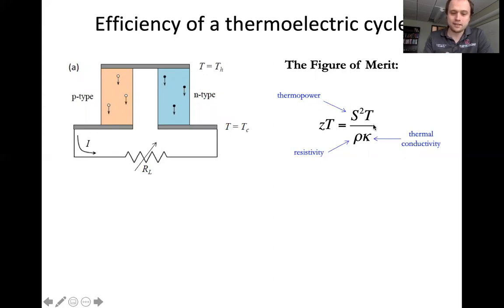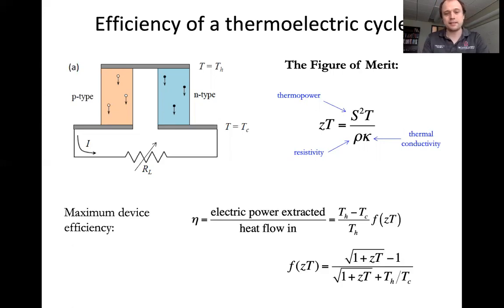because you need your carriers to carry a lot of heat current, and the heat current they have is proportional to temperature. It's inverse to electrical resistivity because you want any power you generate to not be lost as Joule heating inside your material. And it's inverse to thermal conductivity because if you have a high thermal conductivity, then you'll be unable to maintain a large temperature difference across your sample.